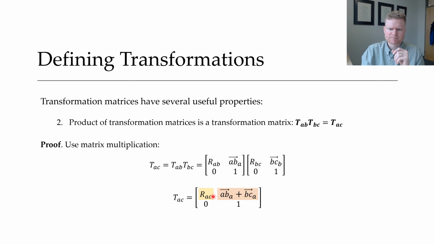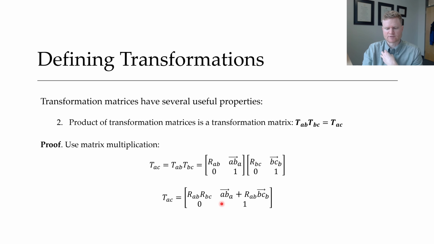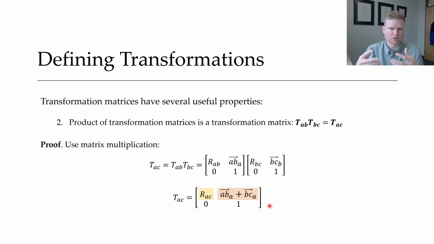Maybe you recognized that in RAB times RBC, the B's cancel right here, and I'm left with a rotation matrix that describes the orientation of frame C with respect to frame A, RAC. Similarly, if I look at this rotation matrix times my position vector right here, the frames B cancel, and I've got a position vector from B to C written in frame A. If I put all this together, I get a really nice intuitive explanation of this transformation matrix. I now see that TAC, this transformation matrix from A to C, gives me the orientation of C with respect to A, which makes sense.